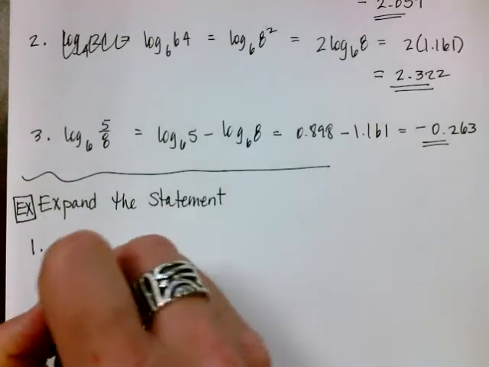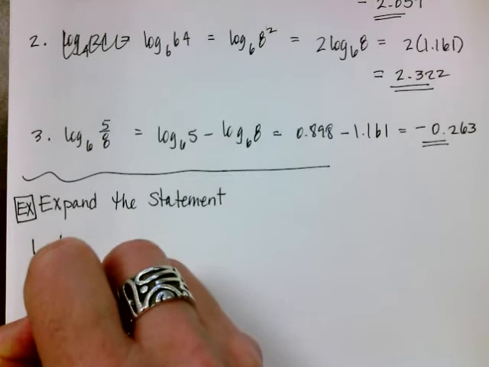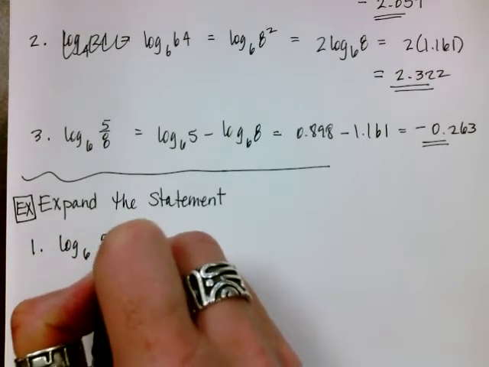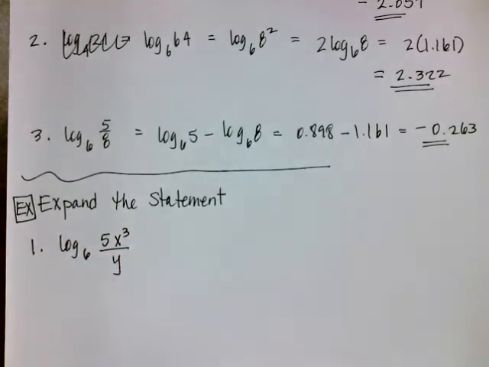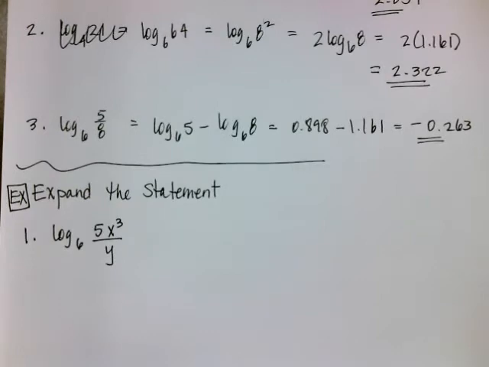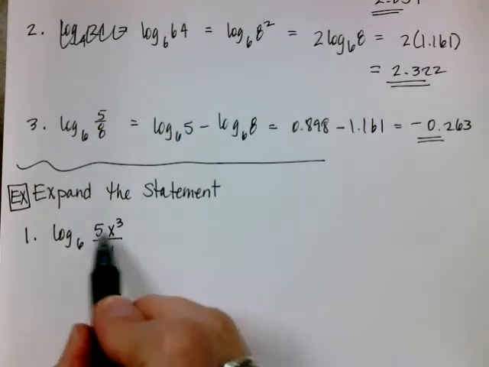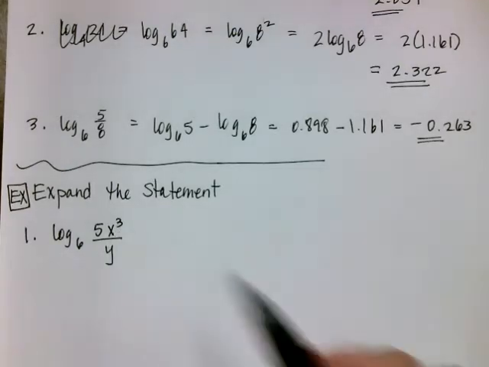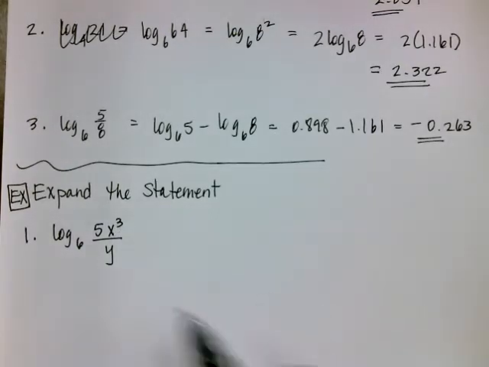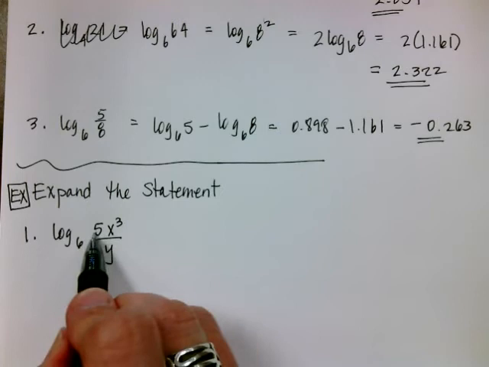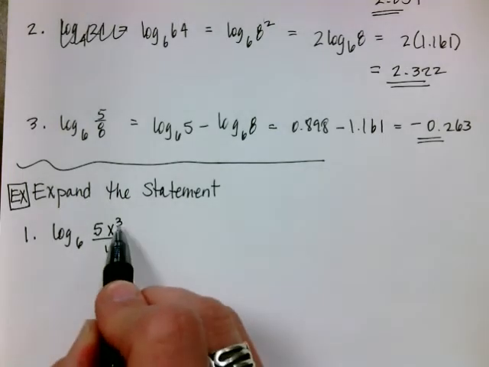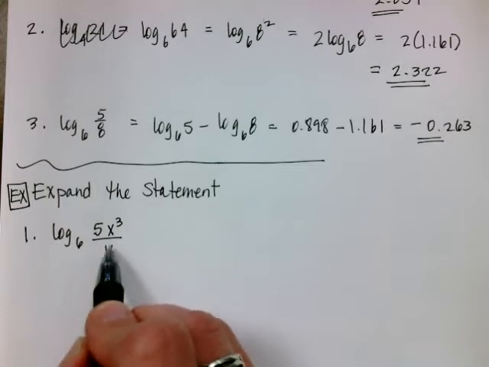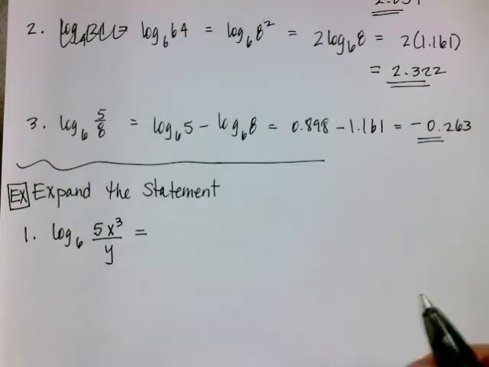So my first one, I'm going to have the log base 6 of 5x cubed over y. So that's a pretty complex statement, but if I use my properties, I can break it up. So I have 1, 2, 3, technically 4 different things going on. I have multiplication, which means I'm going to have addition. I have an exponent, which means that would go out front, and then I have division. So I'm going to do it in steps.